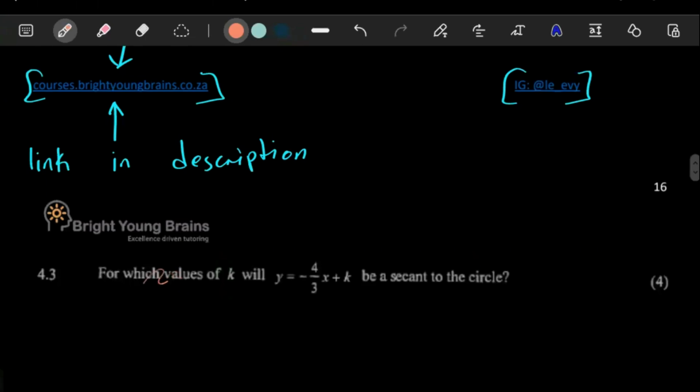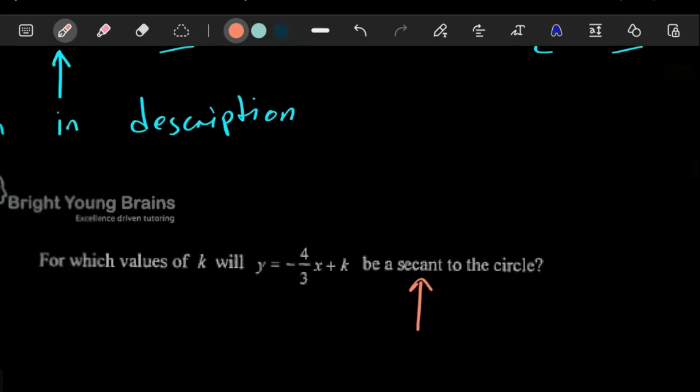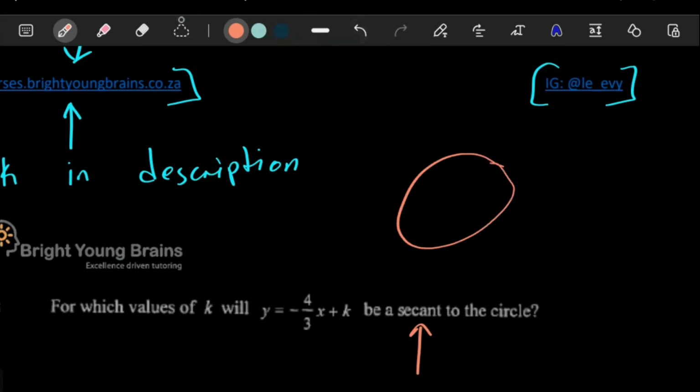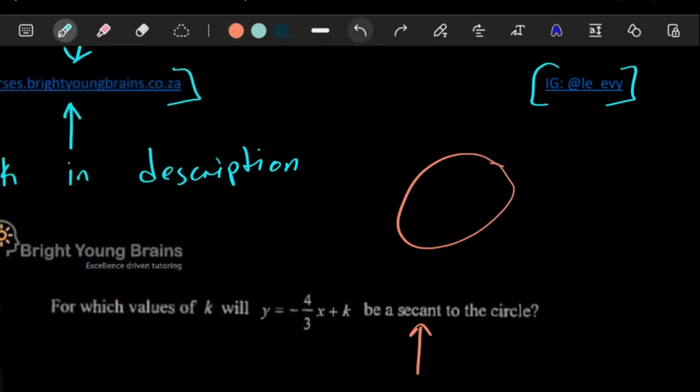4.3 says, for which values of k is this equation going to be a secant to the circle? So this is where your theory comes into play, because you want to remember that a secant is a line that basically cuts through the circle from one side coming through the other. So it's going to be something like that.